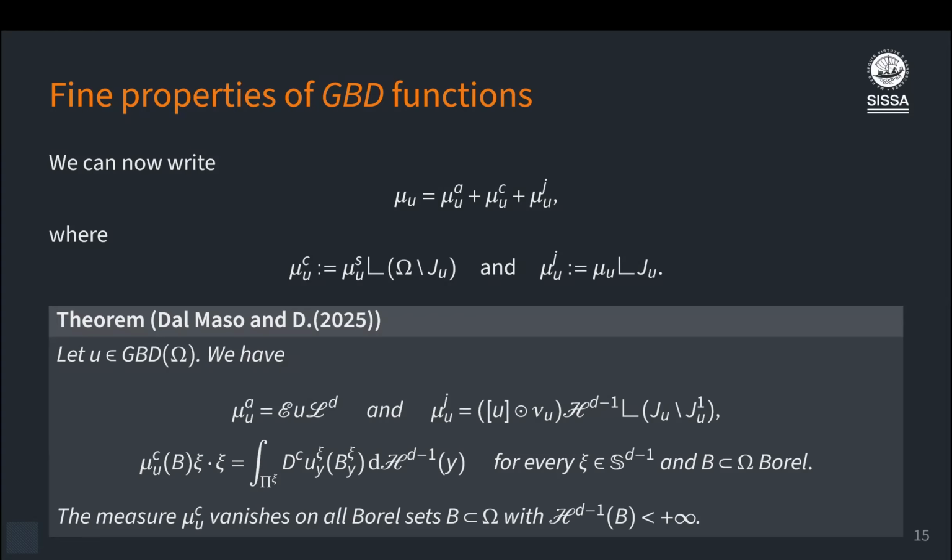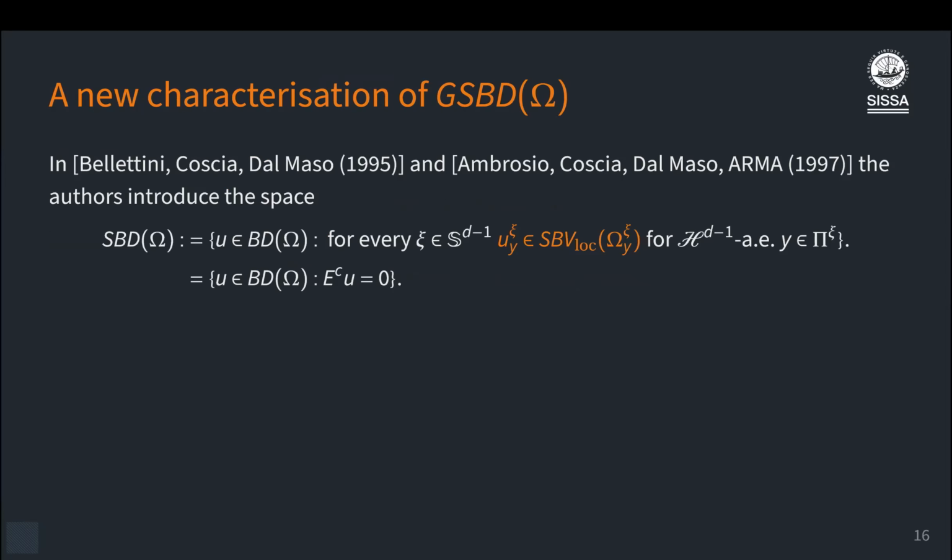And finally, one last application of this result that we constructed, which I find quite nice, is the following. Originally SBD was not introduced the way I defined it before, as the set of BD functions where the Cantor part is null. It was defined by slicing, by asking that for almost every slice, once you fix a direction, you're going to see SBD functions and not BV functions. So your one-dimensional section shouldn't have a Cantor part.